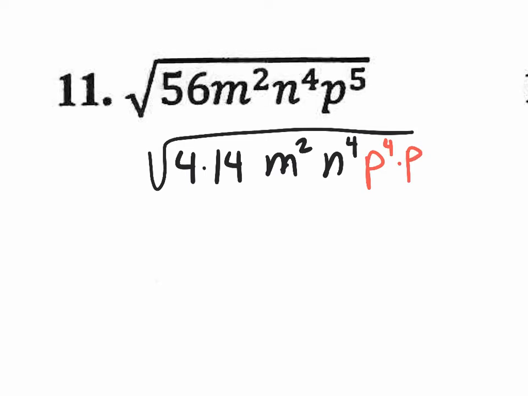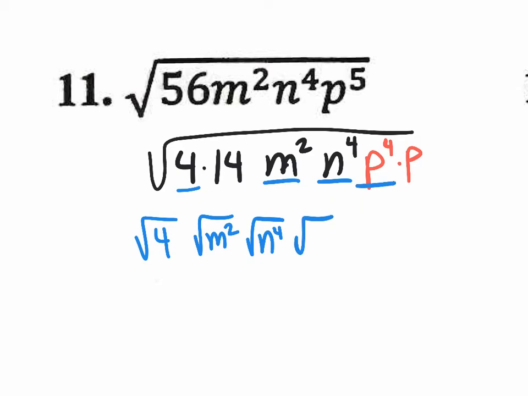The square root of whatever I can actually take the square root of, like 4. Square root of 4, that's going to be 2. Also, m squared, that's going to be just m when I take the square root of it. But I'm also going to do n to the fourth and also this p to the fourth. So I'm doing all the square roots that I could actually do. Now, whatever is left over, I can't do the square root of. Like I can't do the square root of 14, and I can't do the square root of p. So I'm just going to leave those in the root, 14p.